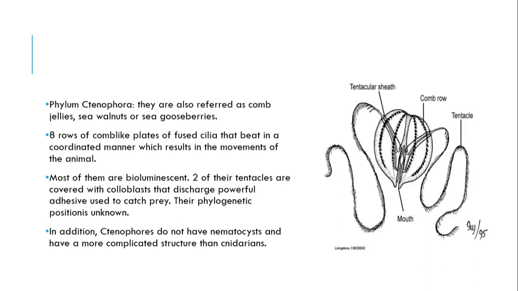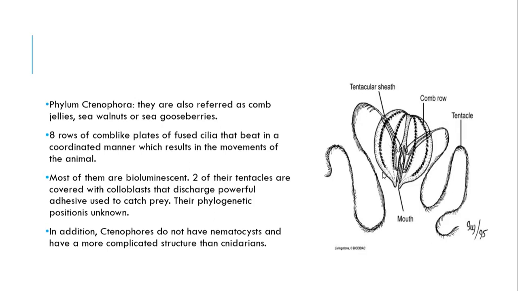Colloblasts produce a powerful adhesive chemical that allows comb jellies to attach to the prey and thus kill it. In addition, ctenophores don't have nematocysts, and we're going to see what a nematocyst is later, and they have a more complicated structure than cnidarians. So as you can see, this is a comb jelly.